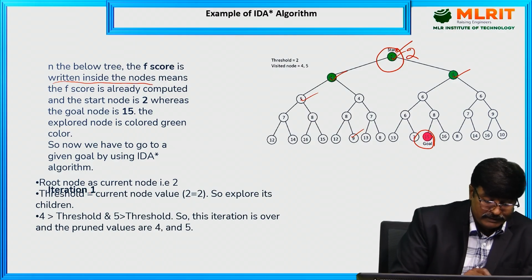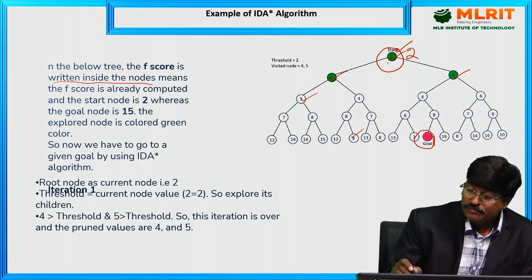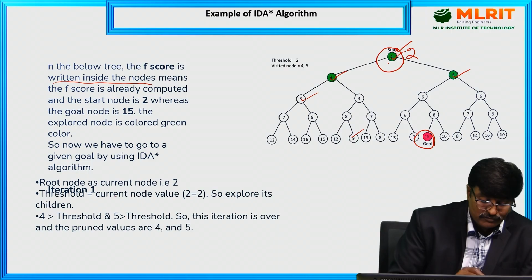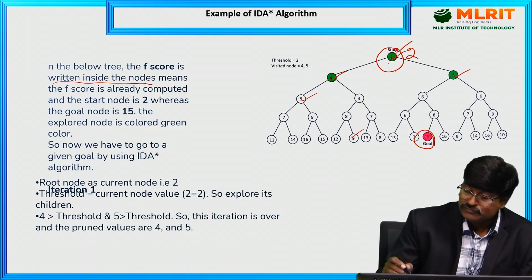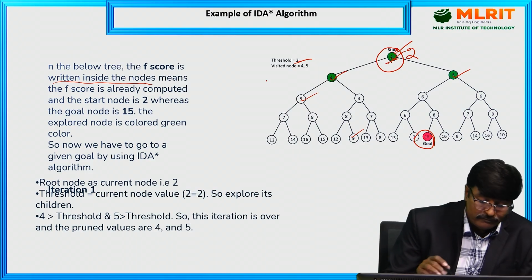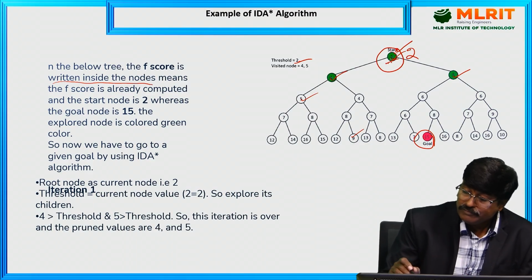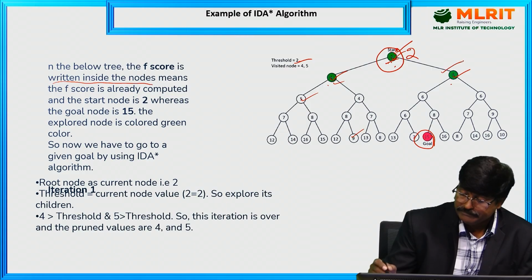Then the root node, this is iteration 1. The root node is the current node 2. The threshold value is the current node value, so the threshold value is 2. When you are expanding this node, it has 2 children, the 4th and 5th visited nodes. These 2 nodes we are visiting.